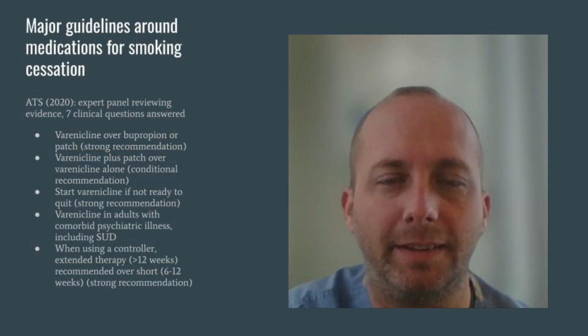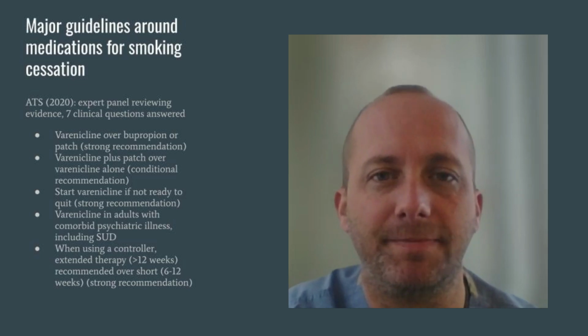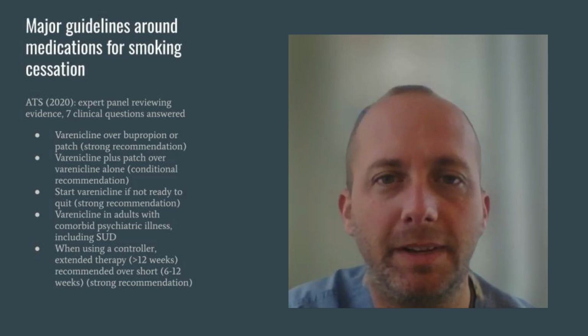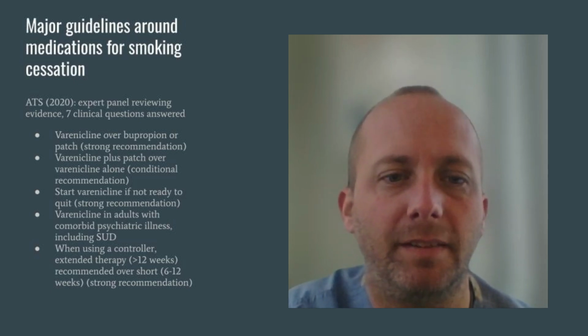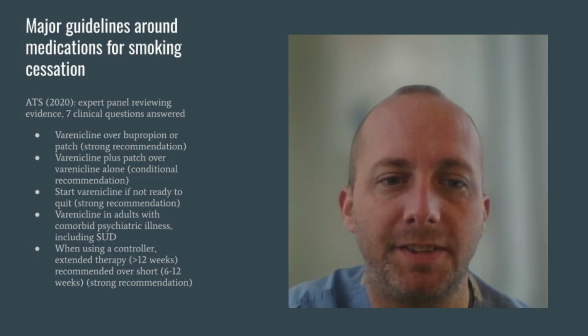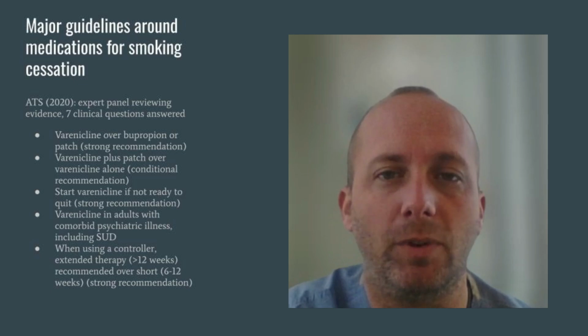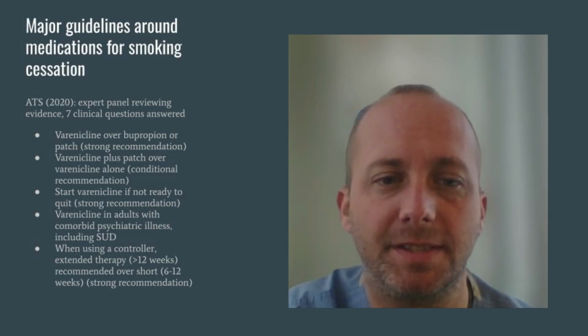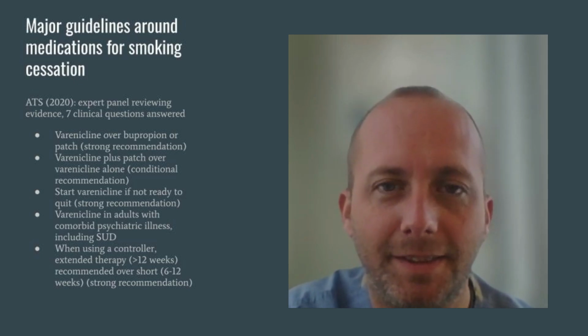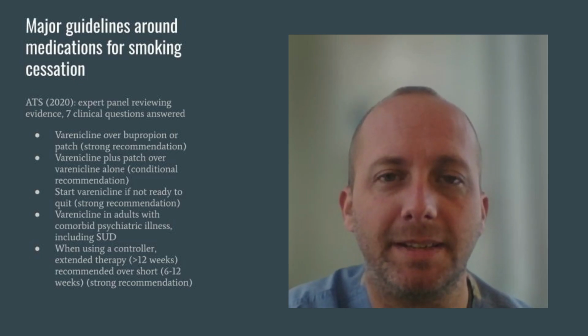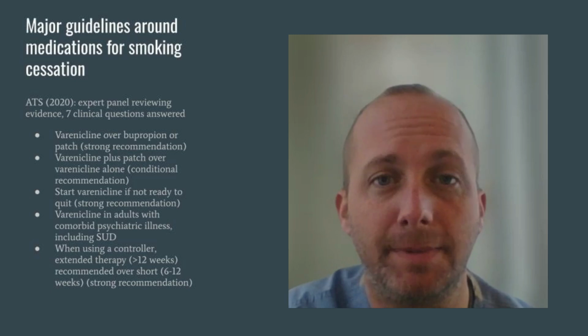There are numerous clinical guidelines supporting our practice for tobacco cessation. I'll start with the 2020 American Thoracic Society, which really has varenicline as their first line, recommending it over bupropion or the patch, and they also recommend adding varenicline to the nicotine patch for those patients. For patients not ready to quit, they're also recommending starting varenicline. I like the ATS guidelines because they do have a recommendation about going straight to varenicline, even in patients with psychiatric illness or substance use disorder. We'll talk a little bit more in the next video about some of the evidence behind this.